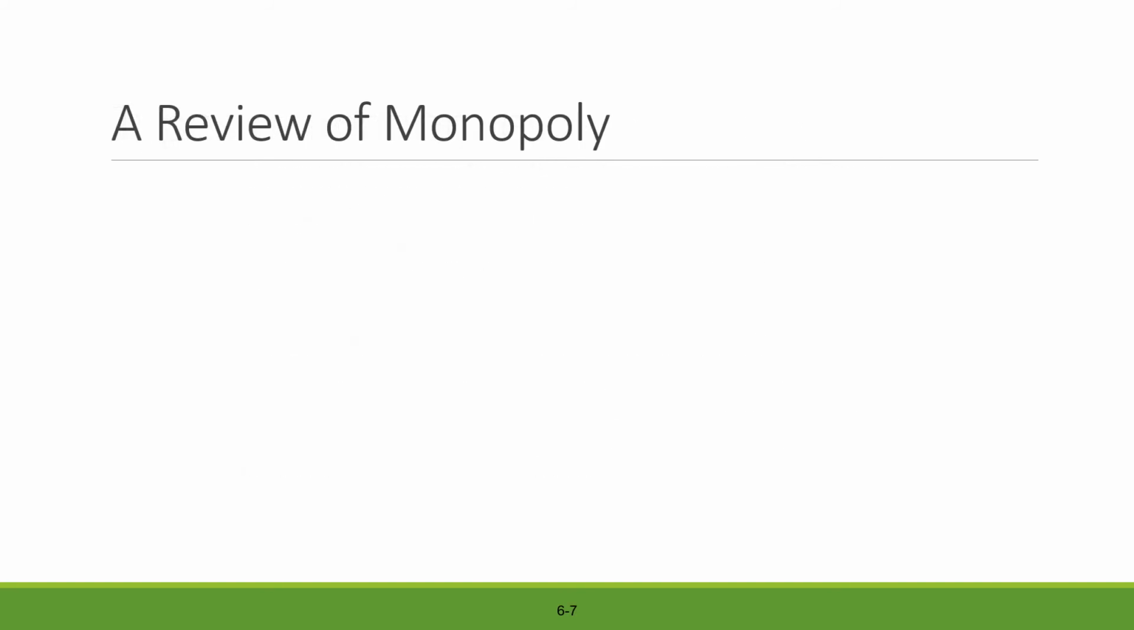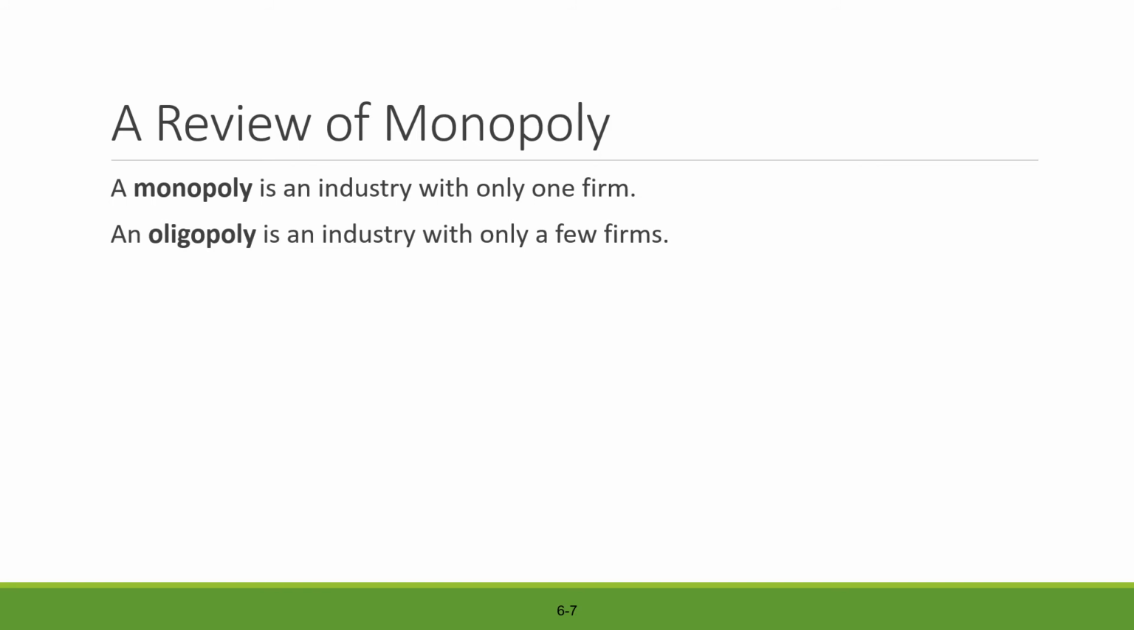So let's have a small review about the monopoly or the imperfect market. A monopoly is an industry with only one firm. Basically, mono means one, and there is only a single firm. So oligopoly is an industry with only few firms. If there are two, three, four, five, six firms, we may call that oligopoly, and a single firm, that is monopoly. If we have two firms, we call that duopoly, and duopoly is a part of oligopoly.